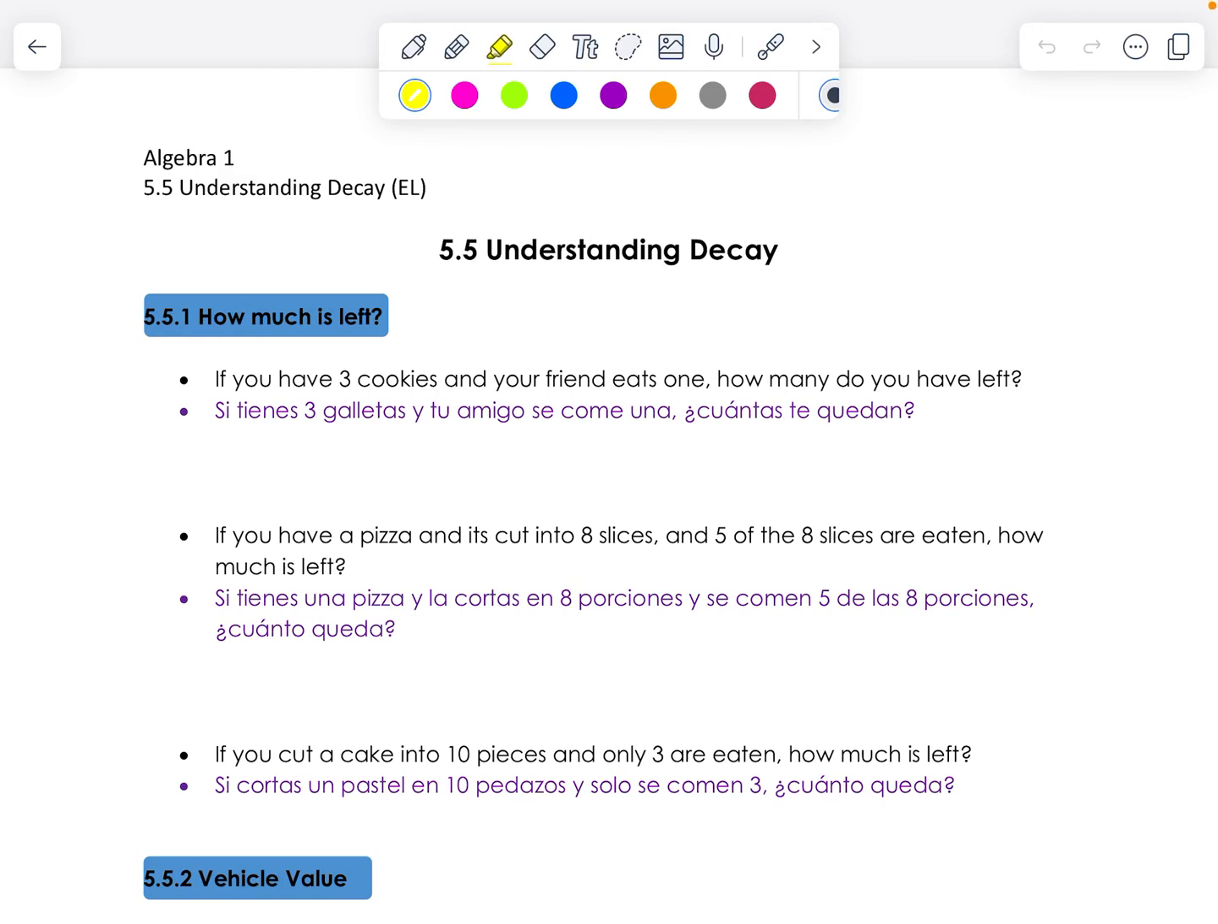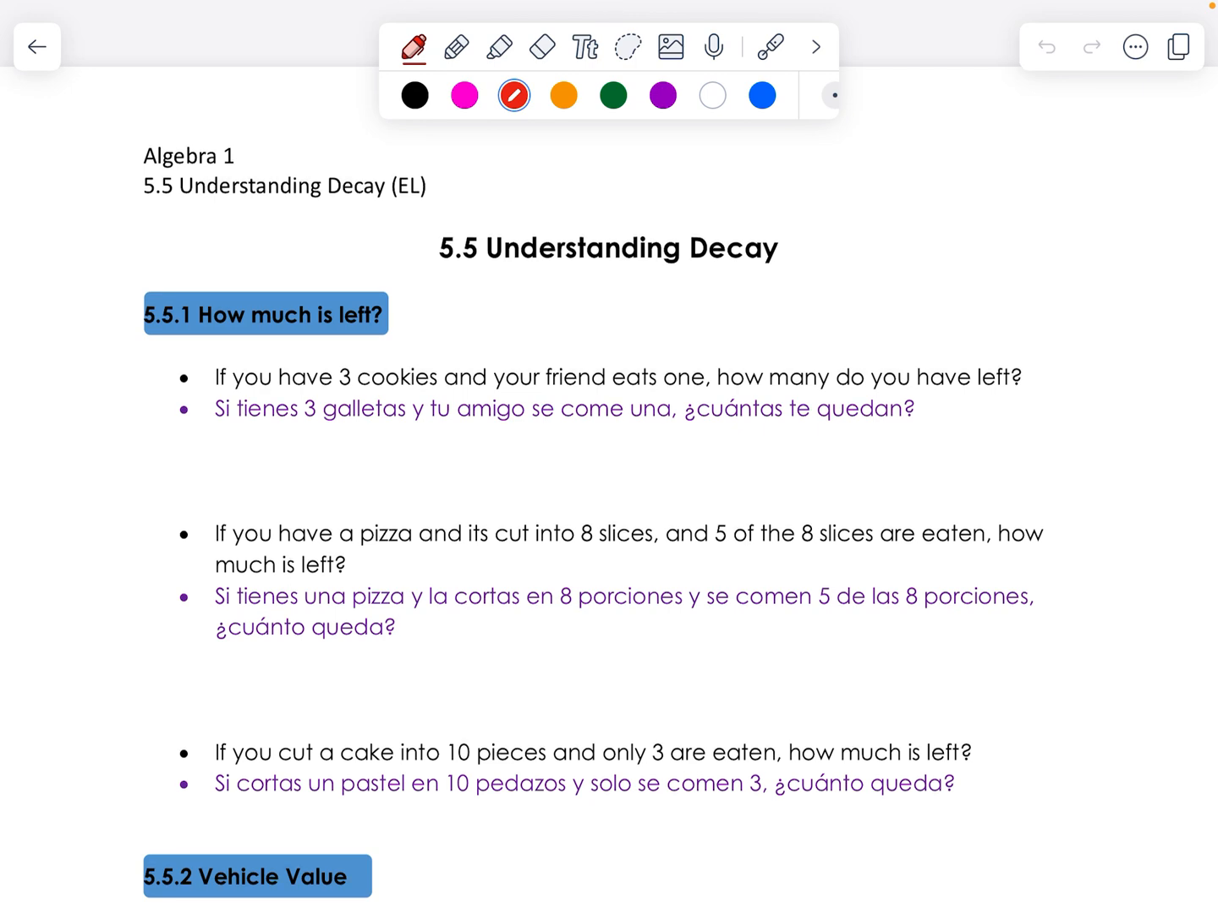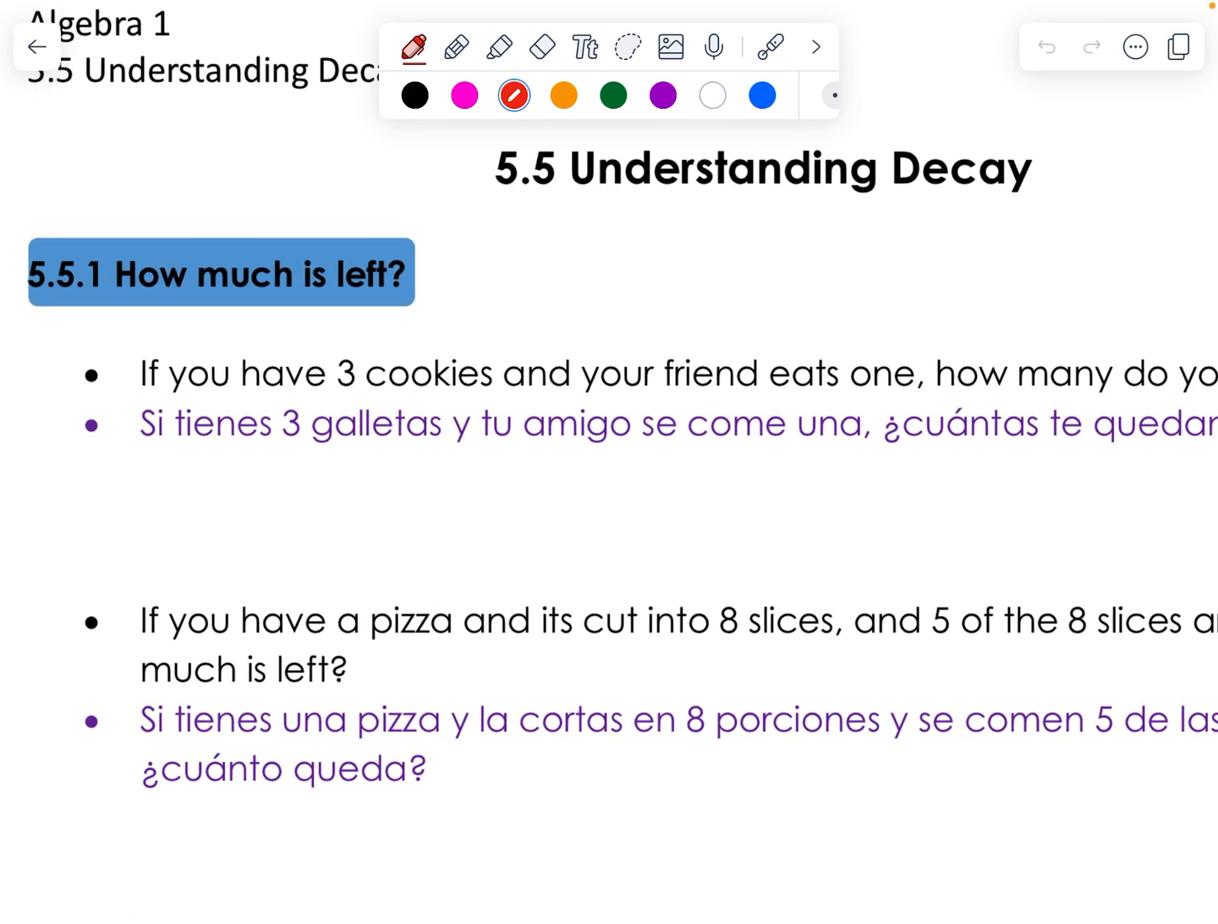Algebra 1, Unit 5, Lesson 5, Understanding Decay. So this lesson is our second day of exponential decay. We're going to look at it from a slightly different perspective, and it's a little bit more challenging. So for our warm-up here, the question is, how much is left?